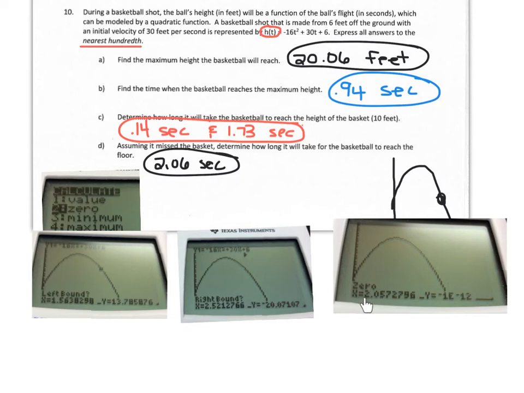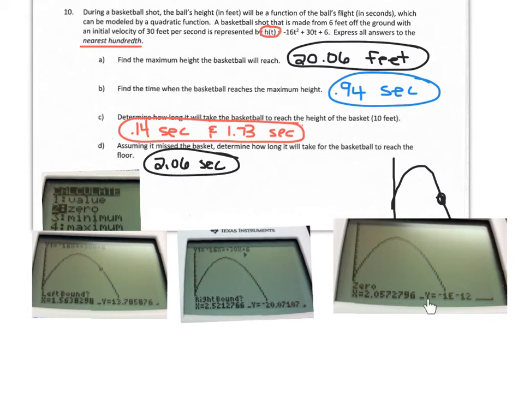The x value is approximately 2.06, right? This would round up to a 6. And this basically means y equals 0. If you see e to the negative 12th, this is negative 1.0, right? This e to the negative 12th is telling you to take that decimal and move it 12 spaces in the negative direction. So you're going to have 0.000000001, actually with a negative in front of that.